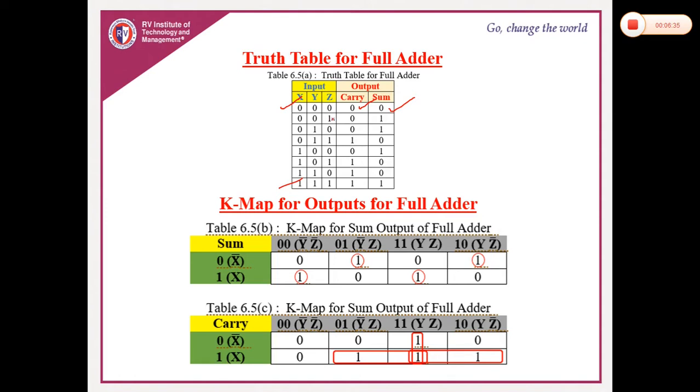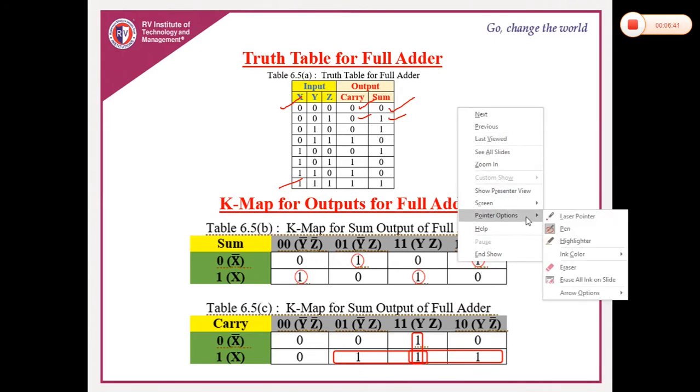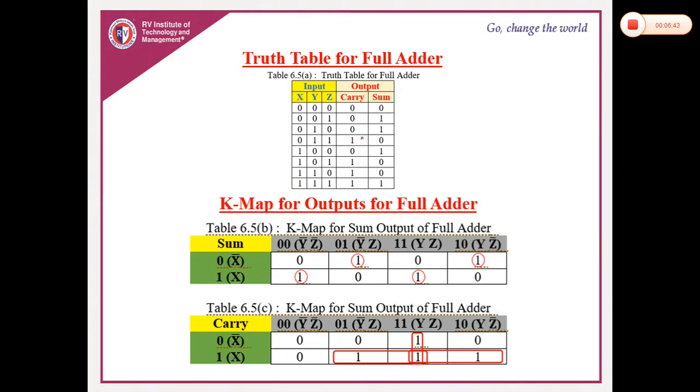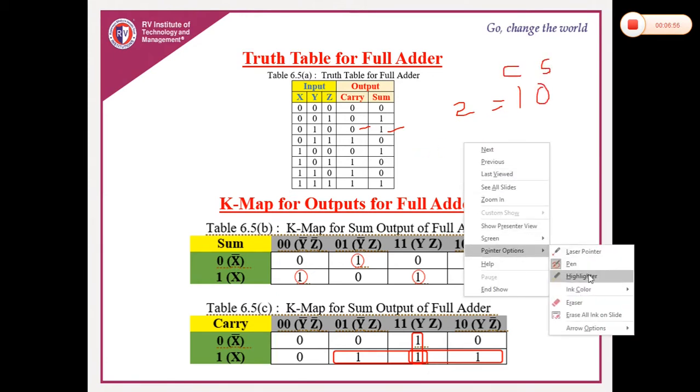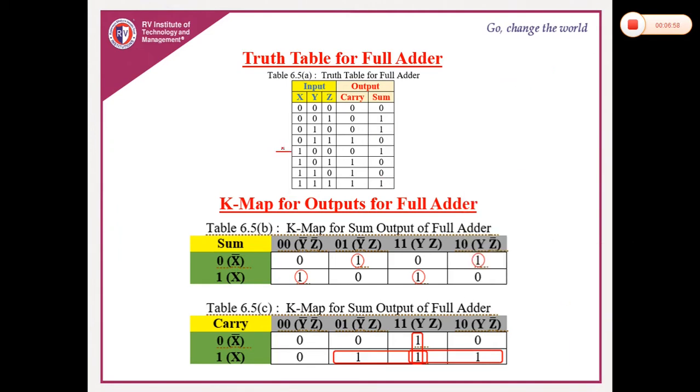Whenever we say 0 plus 0 plus 1, it is 1. So sum is 1 and there is no carry. Next combination 0 plus 1 plus 0 is again 1, so there is no carry. Next combination 0 plus 1 plus 1 is actually 2. How do we represent 2? 2 is nothing but 1 0, where this 1 is carry and sum is 0. Then 1 0 0, what is this 1 0 0?